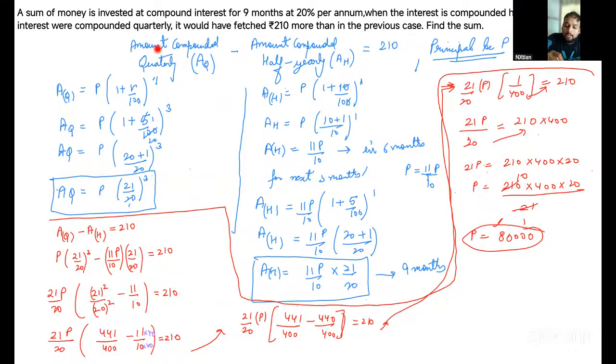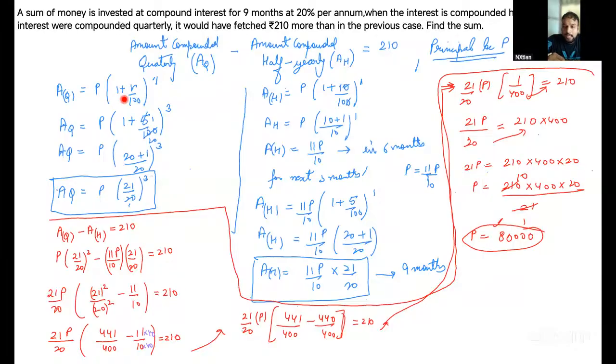Okay, the amount compounded quarterly is represented as AQ and the amount compounded half-yearly is represented as AH. Easy? Now it is given that AQ minus AH is 210 rupees. It means the amount compounded quarterly has more, you can say, extra amount. If it is quarterly, the extra I get is 210.